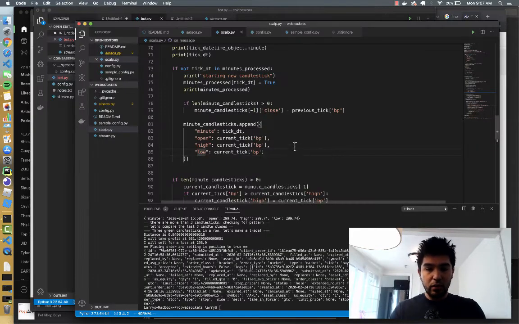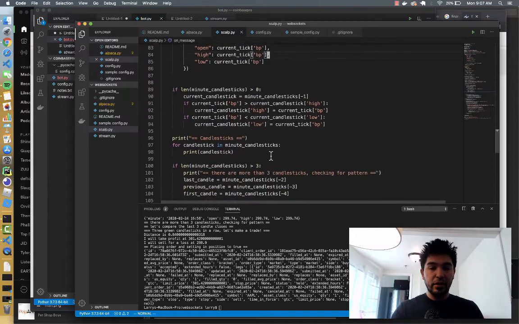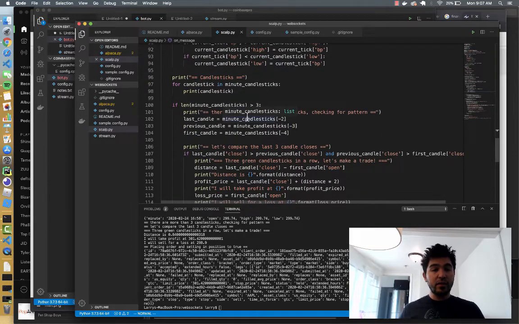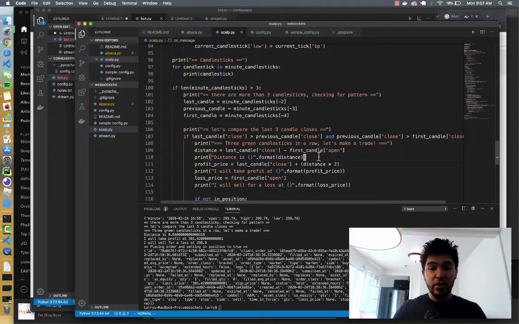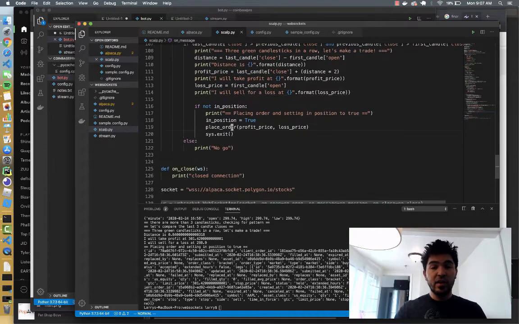We kept track of all these candlesticks, and then we updated the highs and the lows. At the end here, once there were more than three candlesticks, we started looking at the previous three candles, and we wanted to see if there were three higher closes. If there are three higher closes, that means we can go ahead and make a trade. For making the trade, we want to see if we're not in a position yet, so we don't keep placing trades if we're already in the position.